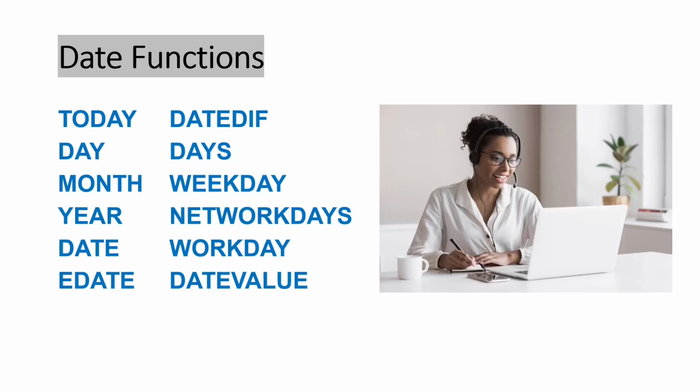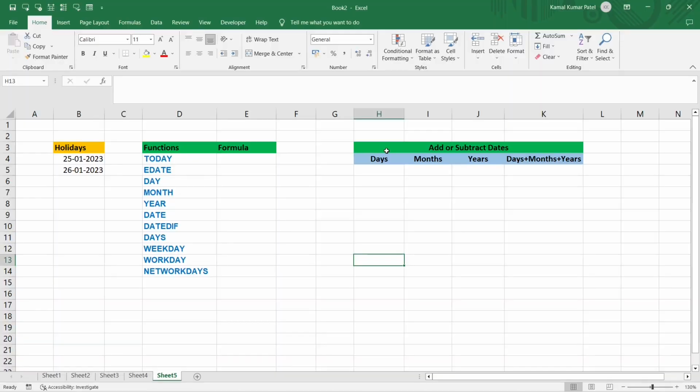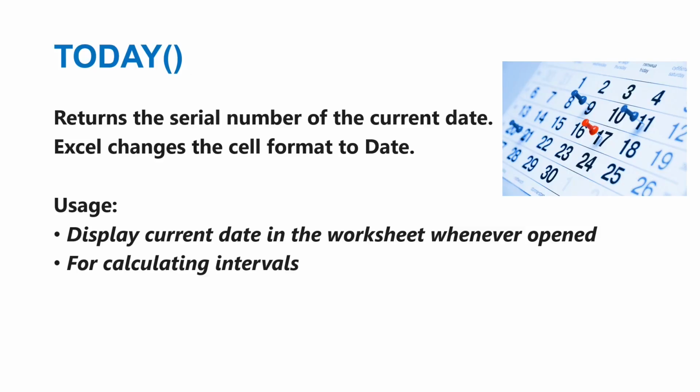In this video, we'll see about some important date functions. Also, we'll see how to add or subtract days, months, or years from a given date. So let's start with the TODAY function. This function returns the serial number of the current date, which is like today's date. So whenever you open your worksheet, it will display the current date of the system.